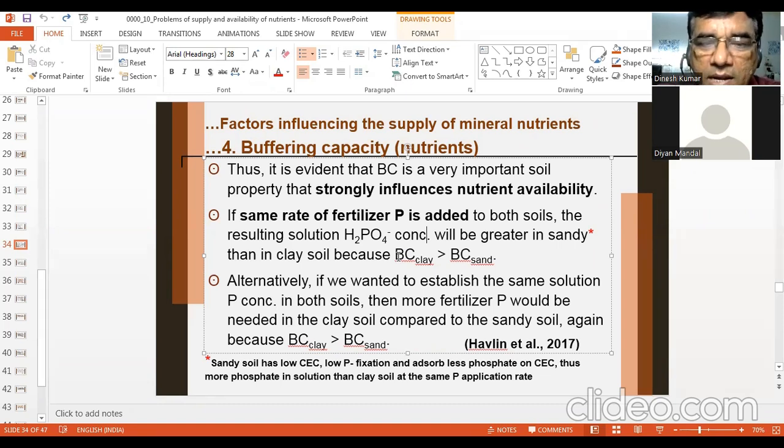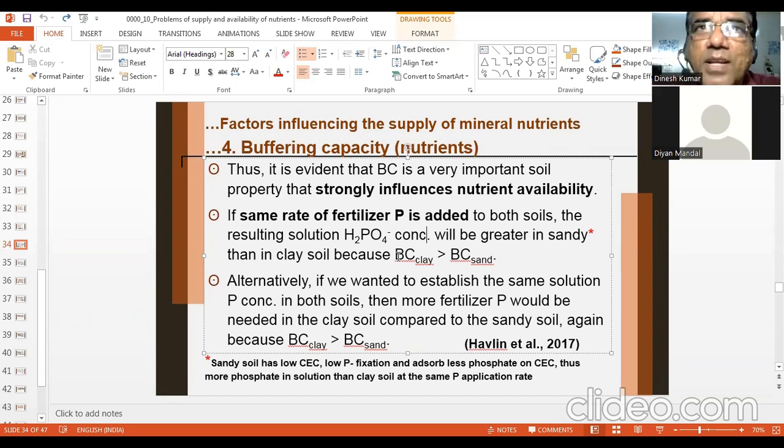Alternatively, if we wanted to establish the same solution P concentration in both soils, and this is also important from a management point of view, then more fertilizer P would be needed in the clay soil compared to the sandy soil, again because the buffering capacity of clay is more than the buffering capacity of sand. So in both soils, if you want to get the same level of phosphorus or H2PO4 in the soil solution, then you need to apply more phosphorus in clay soil than in sandy soil.